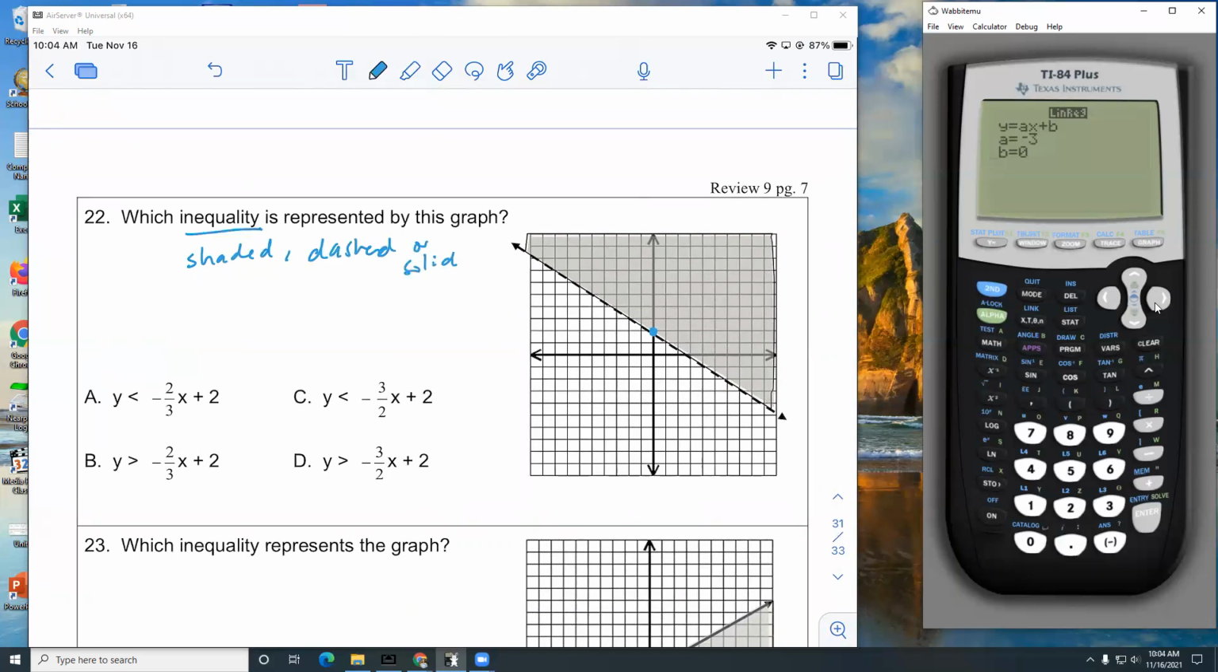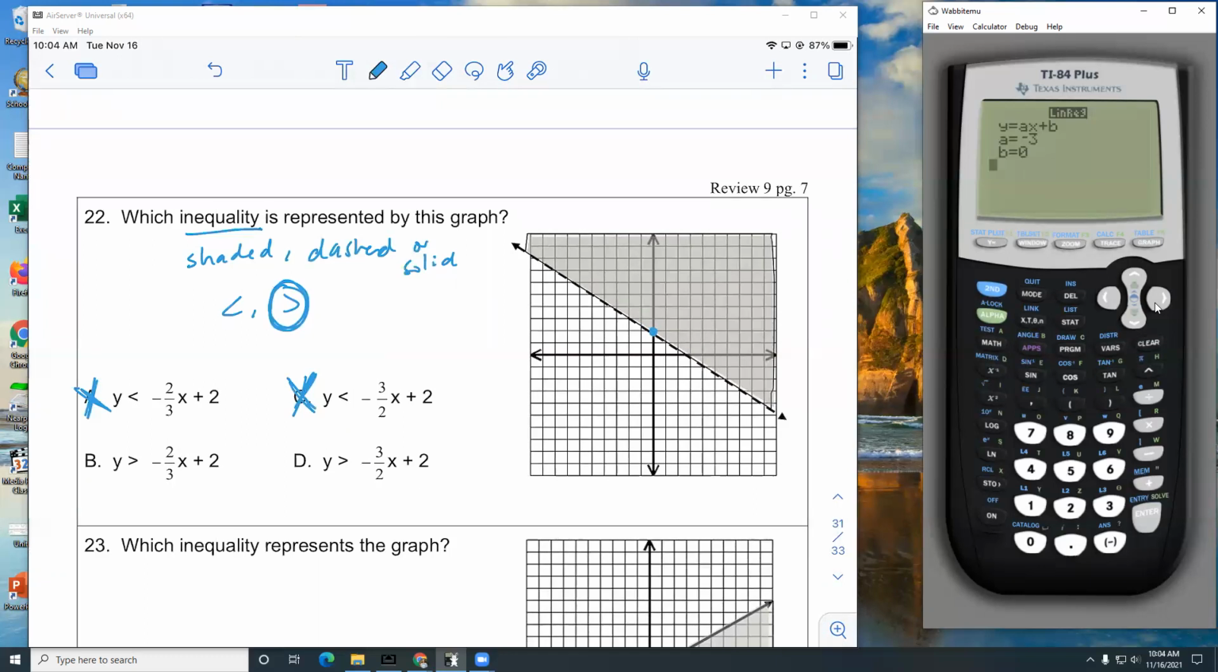Here it's dashed, so it's just going to be either a greater than or a less than sign. Okay, and it looks like all of my inequalities have that, so that's good. But I'm also shaded above. Shaded above is going to be a greater than sign. So I'm going to mark out A, and I'm going to mark out C, because those are just wrong since those are less than signs.